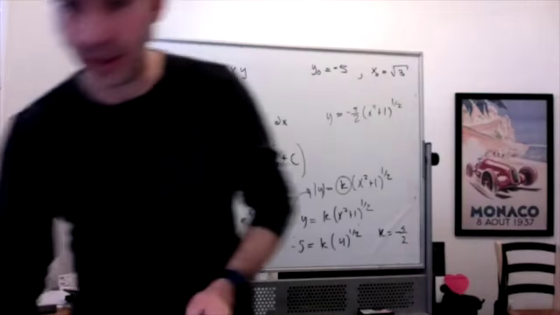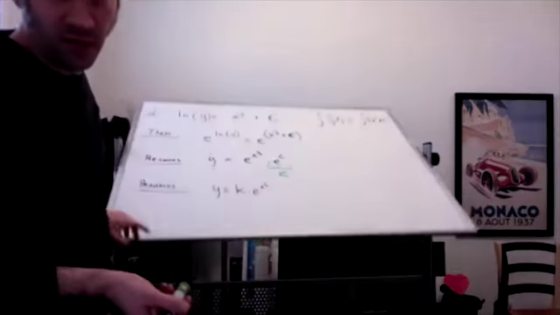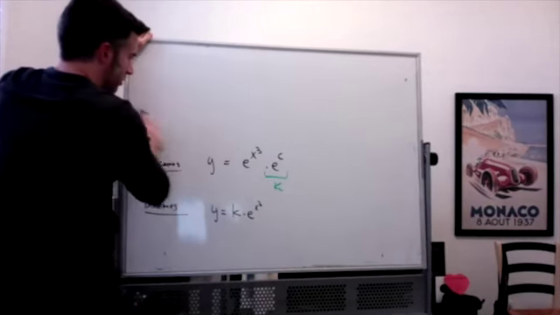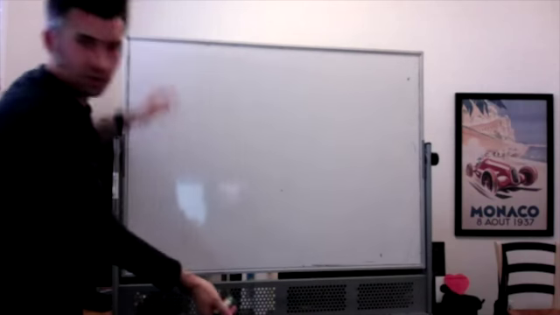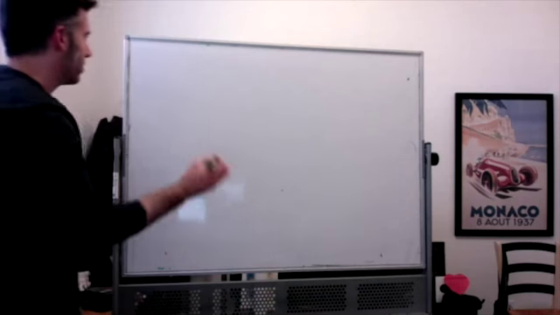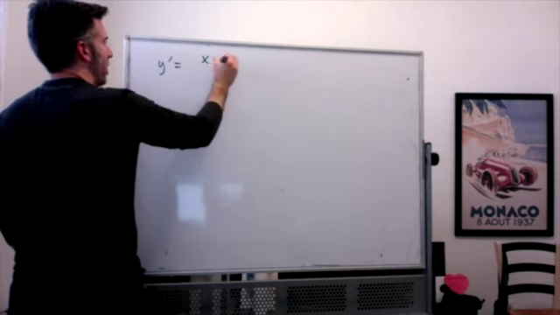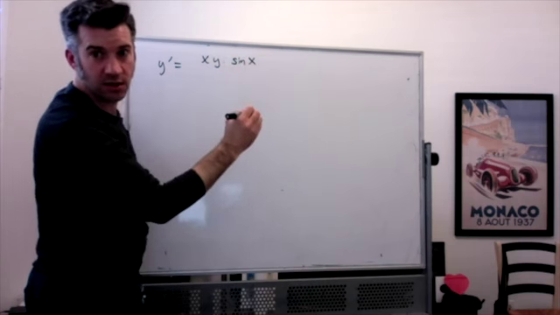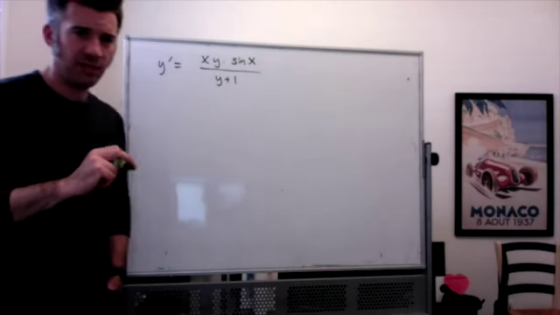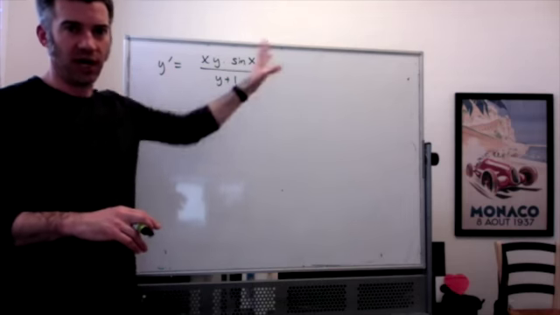All right, let's look at some more examples. This is from section 7.4, number 14. I got lots of examples. This one is, sure, I'm going to try and make it look funky. So let's say we've got y prime equal to xy times sine of x over y plus 1. Okay. Is this separable? Yes, it's separable, right? Because you can definitely break this apart as x times sine of x times y over y plus 1.